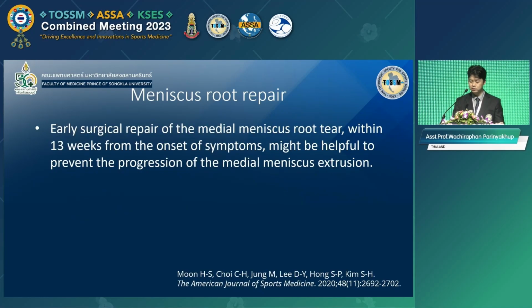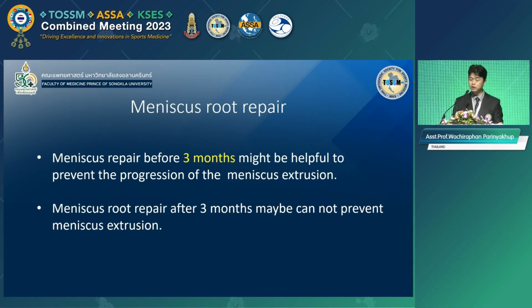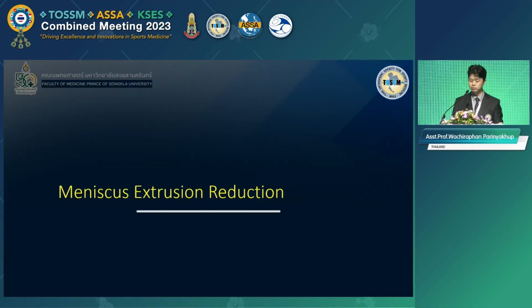So another paper from Moon says early surgical repair of the medial meniscus root tear, within 13 weeks from the onset of the symptom, may be helpful to prevent the progression of the medial meniscal extrusion. Then meniscal root repair before 3 months may be helpful in preventing the progression of the meniscal extrusion.